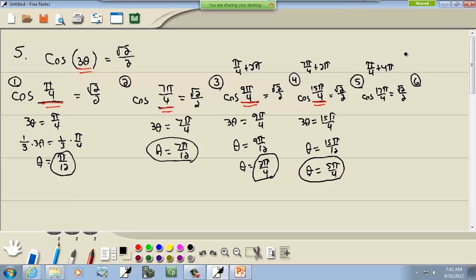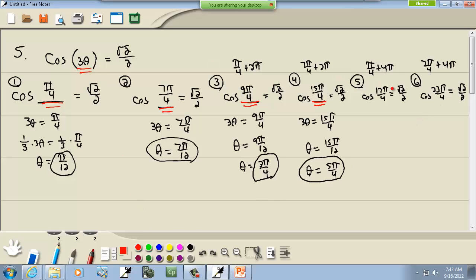And if I take my second answer, the 7 pi over 4, and I add 4 pi, I'm back to the same place. 4 times 4 is 16 pi, plus this, 23 pi over 4. So we'll have cosine of 23 pi over 4 is also equal to square root of 2 over 2.